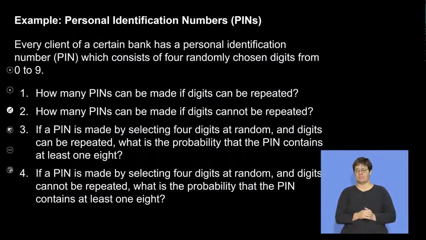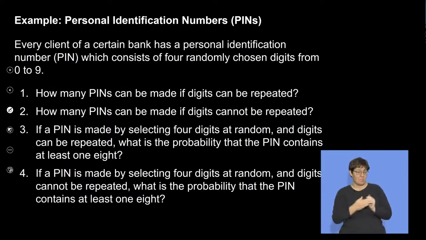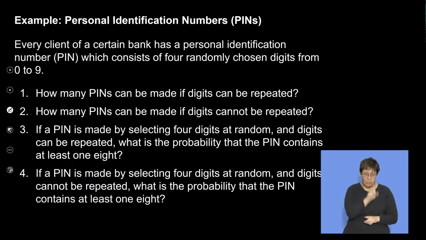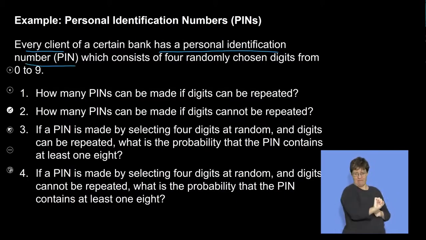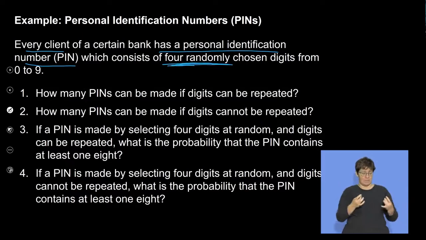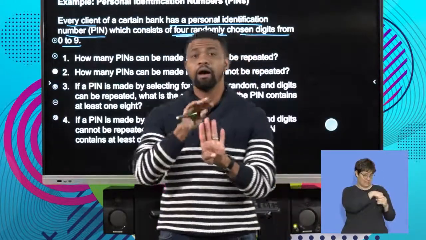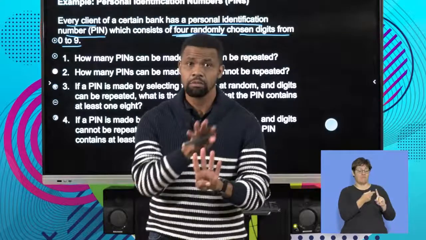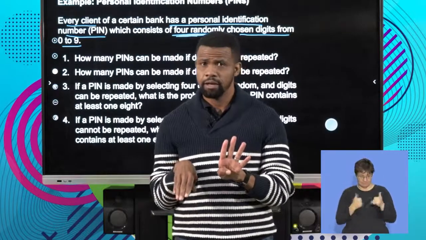Okay, so there is a problem. I encourage you to read the question very carefully and really understand it before you look at the questions. Every client of a certain bank has a personal identification number, which is called a PIN, which consists of 4 random digits, very important, chosen from 0 to 9. Make sure you understand the question. We're talking about a PIN, which is a 4-digit number, but those digits are chosen from 0 to 9. Are we together? Makes sense.